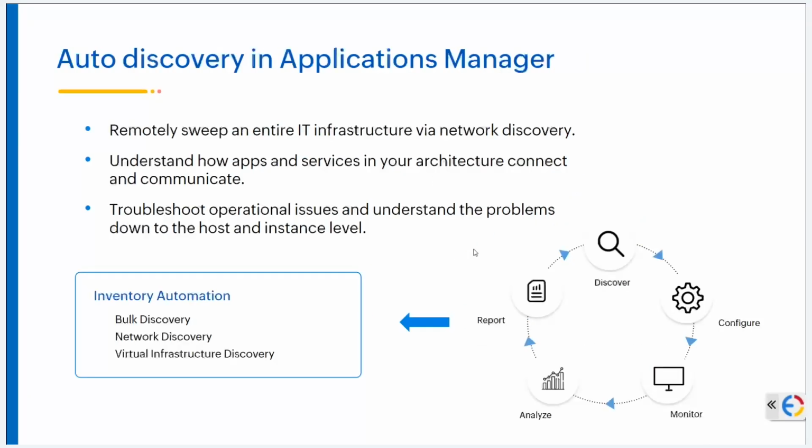So with a single click, Applications Manager can discover all the servers, services, and applications that are running within the IT infrastructure. To discover resources across the IT infrastructure, 3 methods can be used. One is the network discovery, the second one is bulk discovery, and third one is the virtual infrastructure discovery. So in network discovery, it can be considered as the process of discovering the resources, or you can call it monitors, within a specific network. It discovers the monitors running in the default port only.